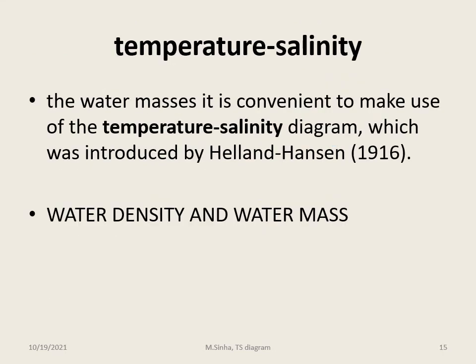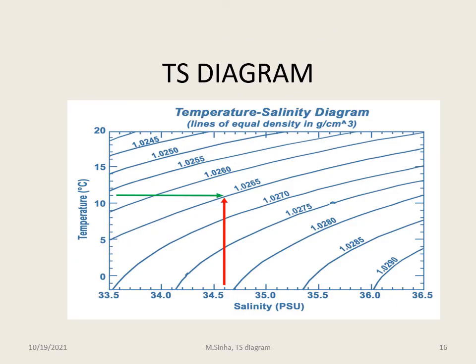The temperature salinity graph, normally known as the TS diagram, was first proposed by Helland-Hansen in 1916, and this is very important to identify water mass zones, to identify water density, and it helps to identify the conveyor belt of ocean currents. This is a TS diagram. Here the y-axis describes the temperature and the x-axis describes the salinity. It varies from 33.5 ppt to 36.5 ppt.